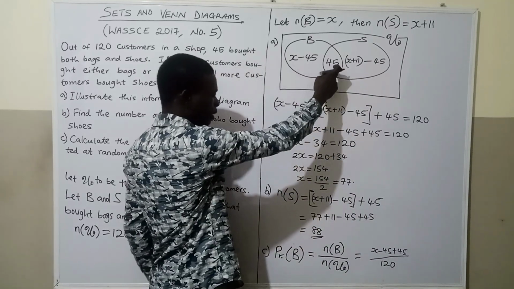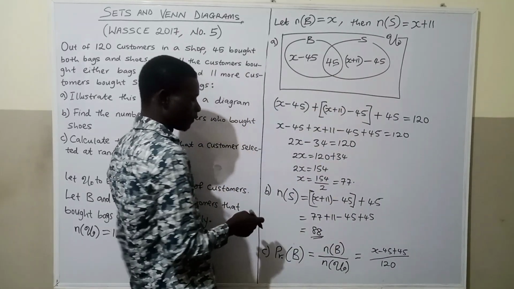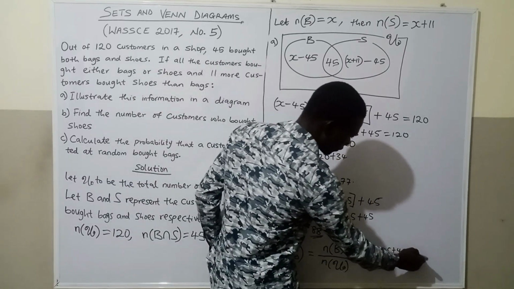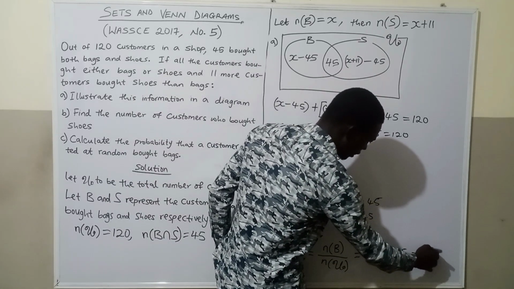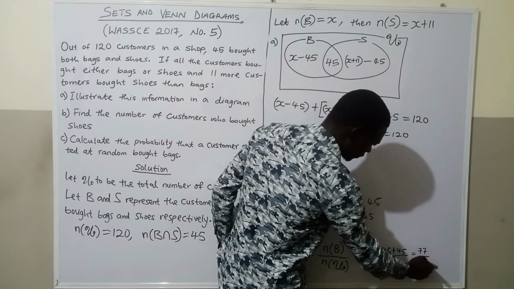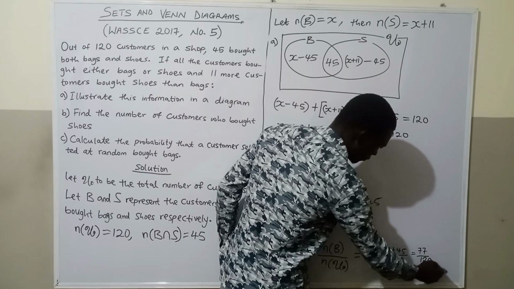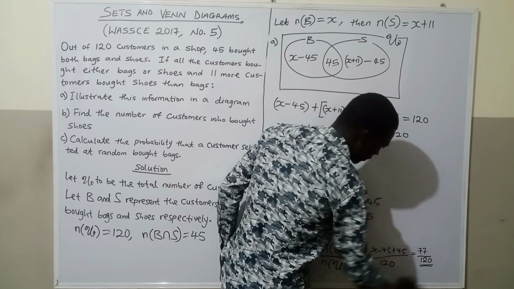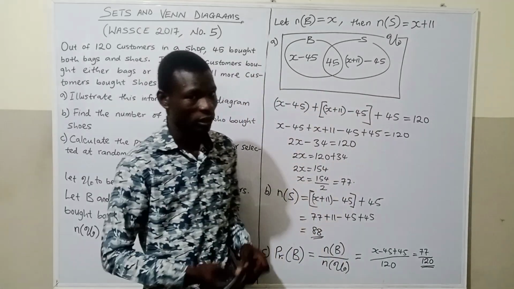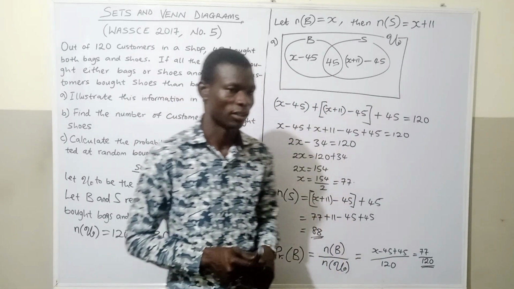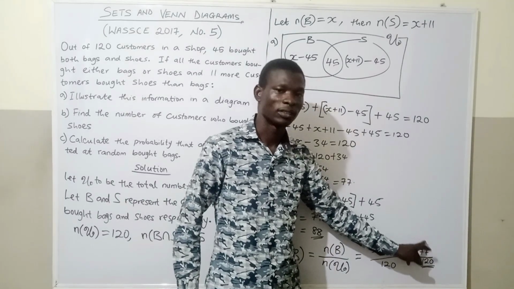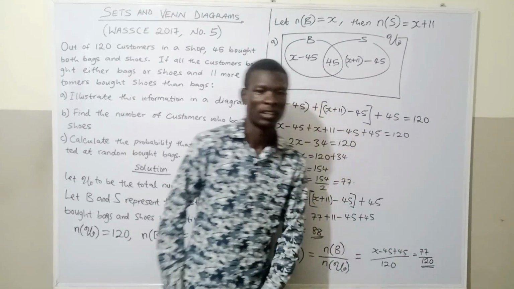X minus 45 and then plus 45. And of course our value of x is 77. So 77 minus 45 plus 45 is still 77. That's going to be 77 over 120. And I stop here because there is nothing that can divide 77 and 120 so that we can reduce them to the lowest term. The factors of 77 are just 11 and 7, and they are not among the factors of 120.